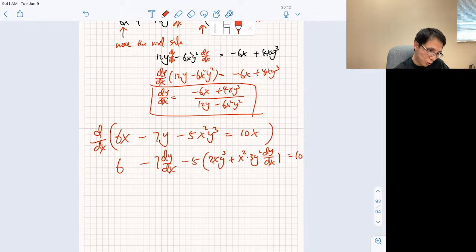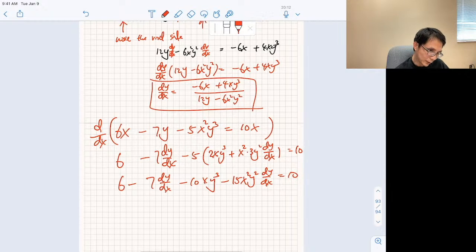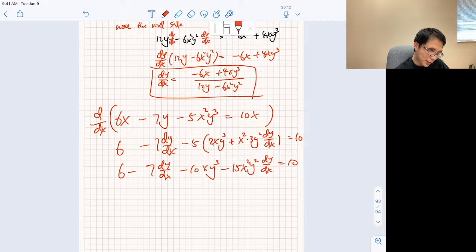And then what I'm going to do is distribute this. 6 minus 7 dy dx minus 10xy to the third minus 15x squared y squared dy dx is equal to 10. Are we okay here? So 6 to the other side is going to be 4. So 10 minus 6 is 4 left. And then negative 10xy, so 4 plus 10xy to the third is equal to dy dx.